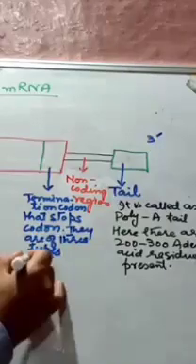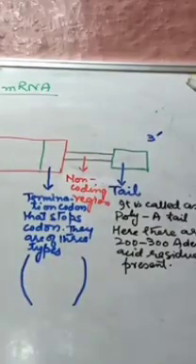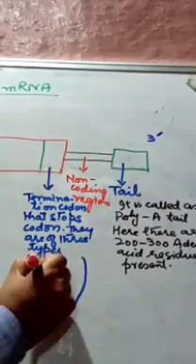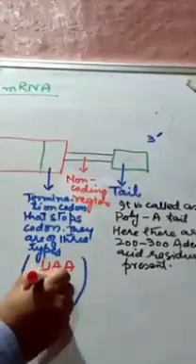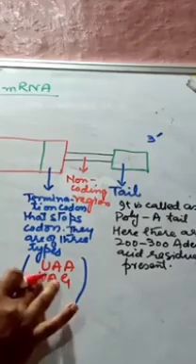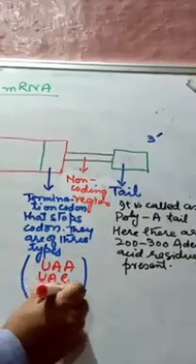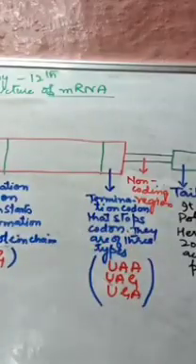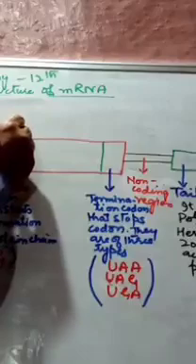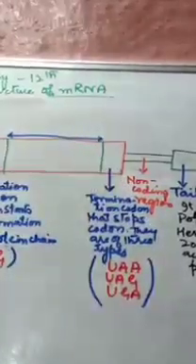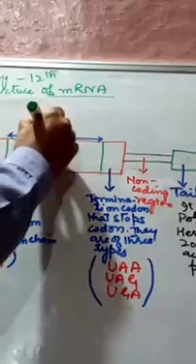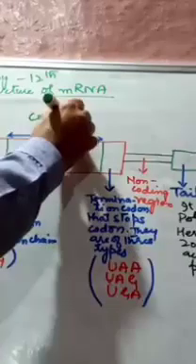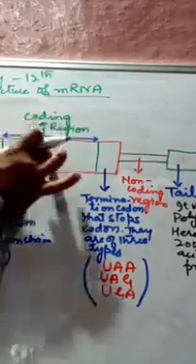What are these 3 types? We have UAA, UAG, and UGA. These are the 3 codons that stop the translation. Now, what is this region, from here up to this? This is the coding region, and it consists of the codons which take part in the formation of the amino acids.